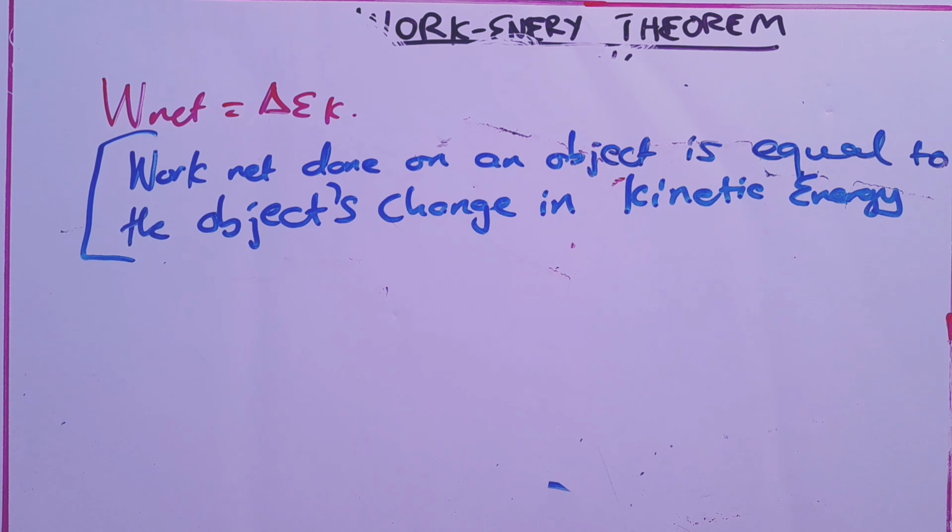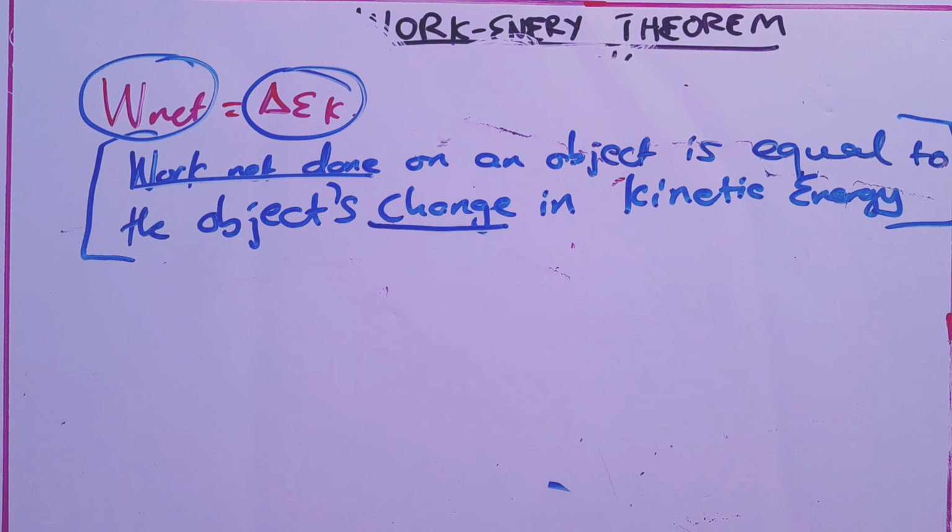So guys, you can place it in your own words, the way that you can understand it. The work net done on an object is equal to the object's change, which is this change in kinetic energy, and the work net done, which is this. So the work net done on an object is equal to the object's change in kinetic energy.